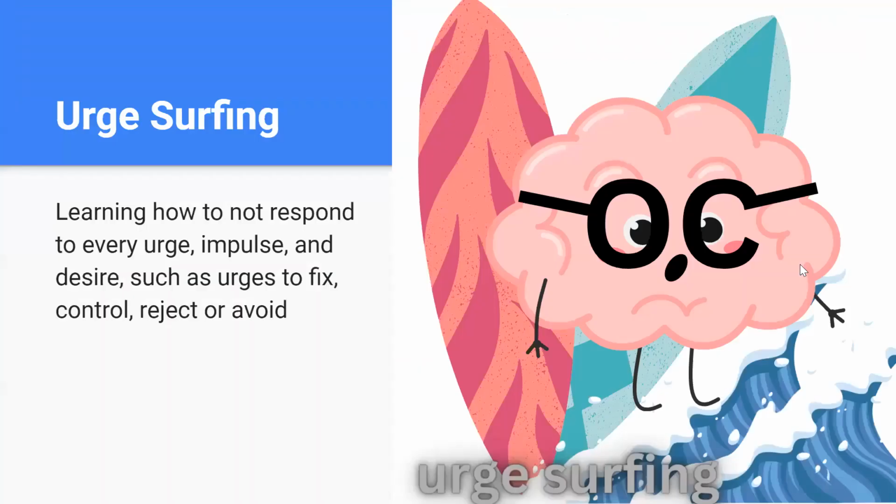So here's the OC brain urge surfing, which is learning how to respond or not to respond to every urge, impulse, and desire, such as urges to fix, control, reject, or avoid.